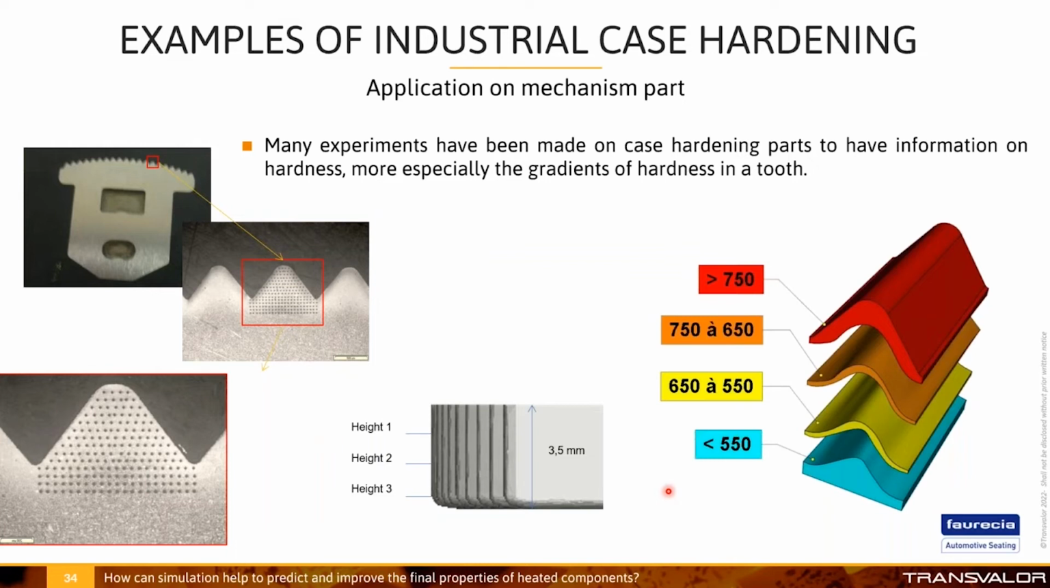Okay, now we will go to another example of case hardening, also made by Faurecia Automotive Seating Company. The interest in this case is to have information on the hardness on the tooth of this mechanism's part. Then we measure the hardness at 3 heights: height 1, height 2, and height 3.